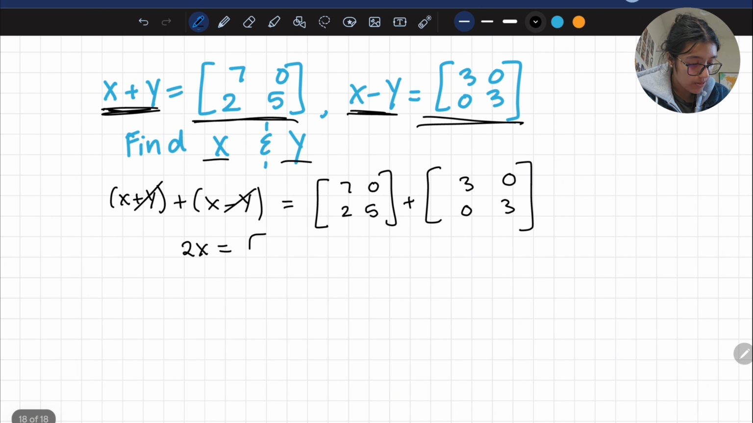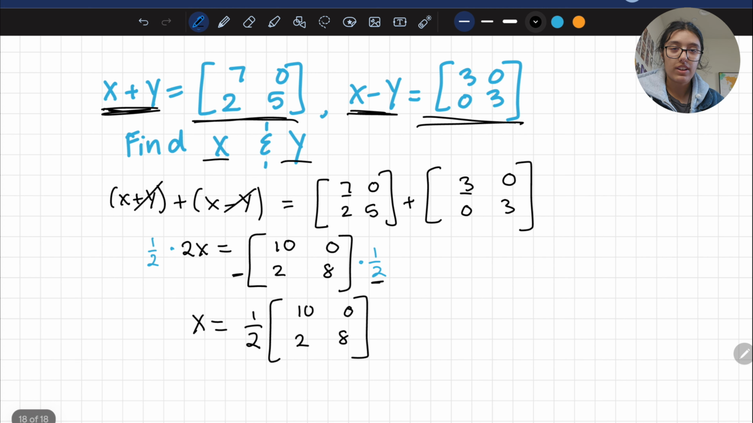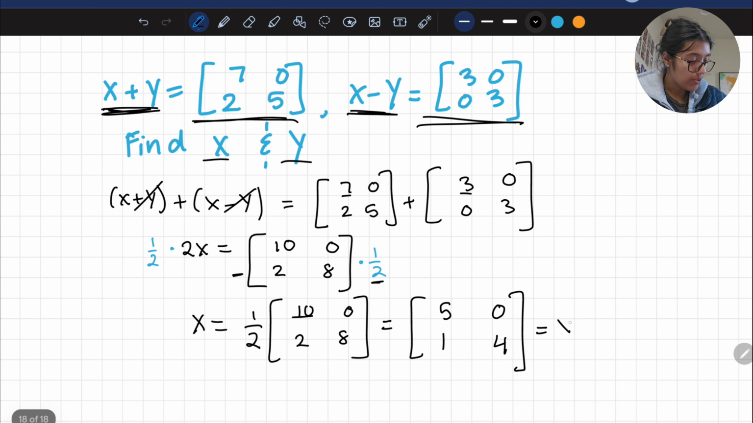We're left with 2x is equal to, and since we know how to add matrices, we have 7 plus 3, 10, 0, 2, 8. Now we have to divide both sides by 2 because we just want the x. Dividing both sides by 2 is the same thing as multiplying both sides by 1/2. So we're left with x on the left side, and now we have 1/2 times 10, 0, 2, 8. I just brought this 1/2 to the front because that's usually the convention we use. And now this is a matter of simply expanding and simplifying. So 1/2 times 10, that's 5. This would be 0, this would be 2, and this would be 4. And this is our value of x.